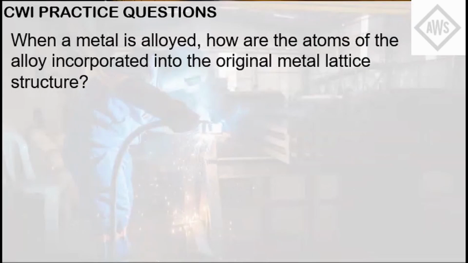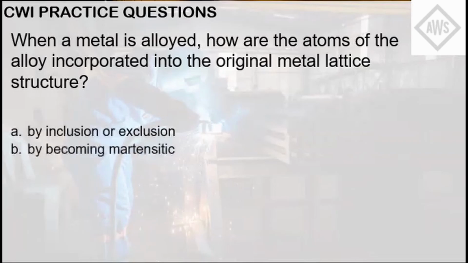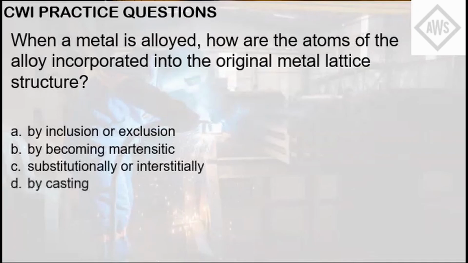When a metal is alloyed, how are the atoms of the alloy incorporated into the original metal lattice structure? A, by inclusion or exclusion. B, by becoming martensitic. C, substitutionally or interstitially. Or D, by casting. So letter A, inclusion or exclusion, is not a term for incorporation of these atoms in the original lattice structure.